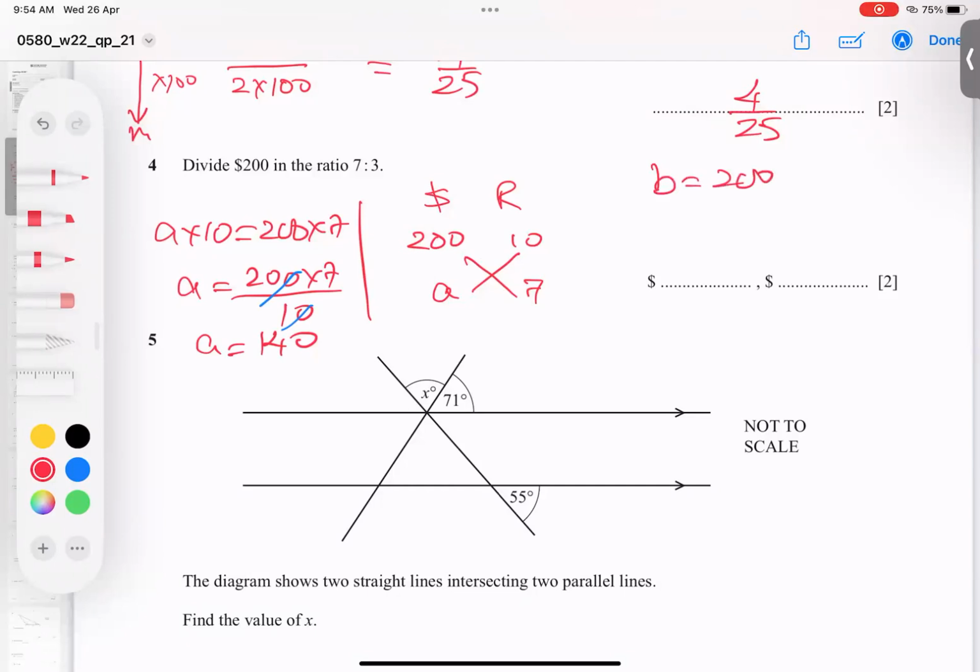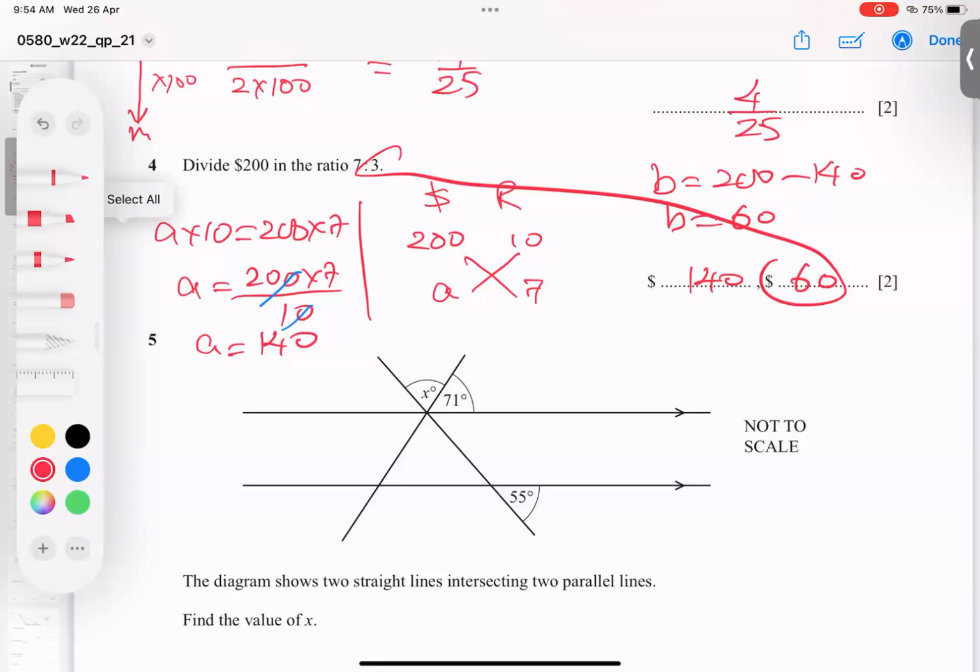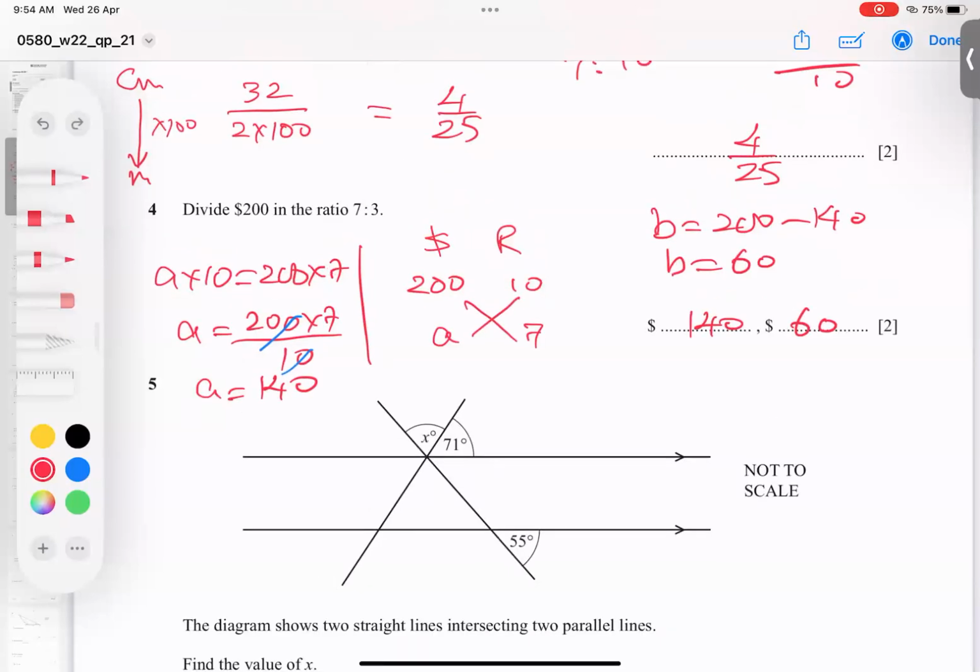So 200 minus $140, I got $60. So it means $140 and $60 is the answer. Make sure the bigger value comes before and the smaller value later. This is one way. Second way, if you want to do it, this is another.